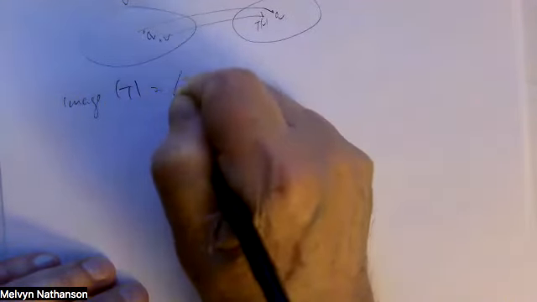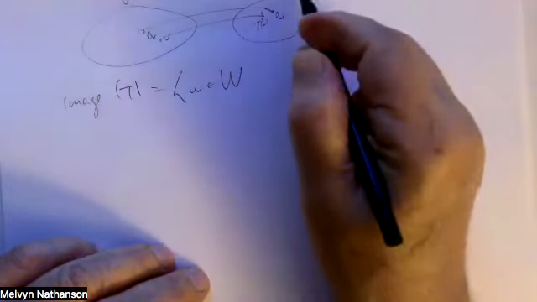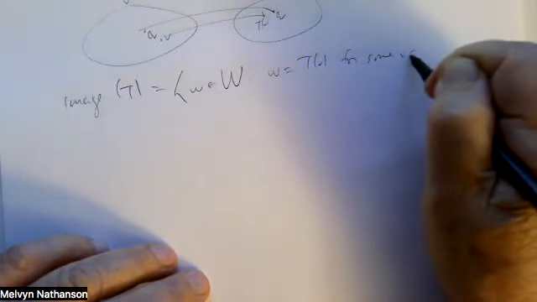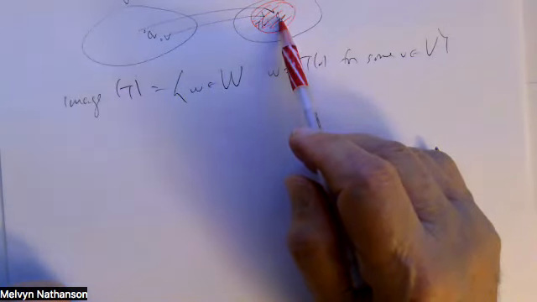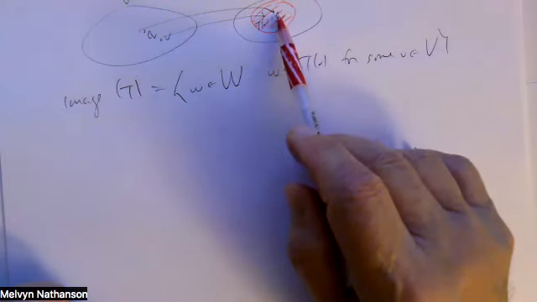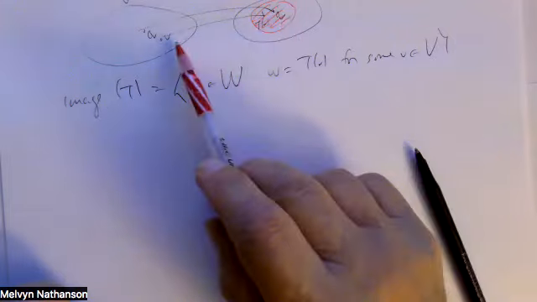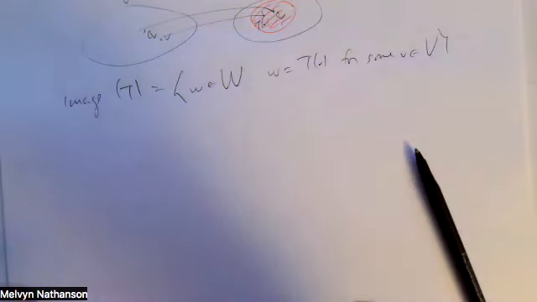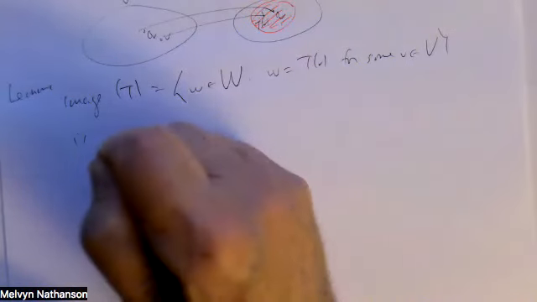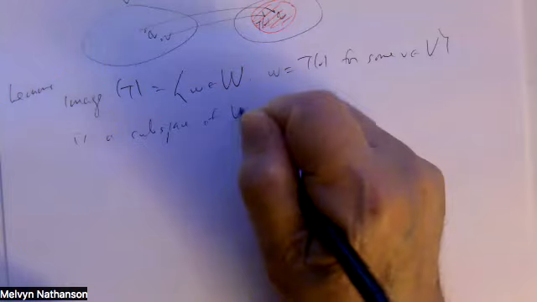So let us define the image of T as all vectors w in the vector space W such that w equals T(v) for some v in V. So over here in W is the subset of all the vectors which actually are images of vectors in V. They have a preimage. Something is in this red area of W, which is what I call the image of T, if there's a vector v such that T(v) is in this red area. That's the image. And our lemma says that the image of T is a subspace of W.